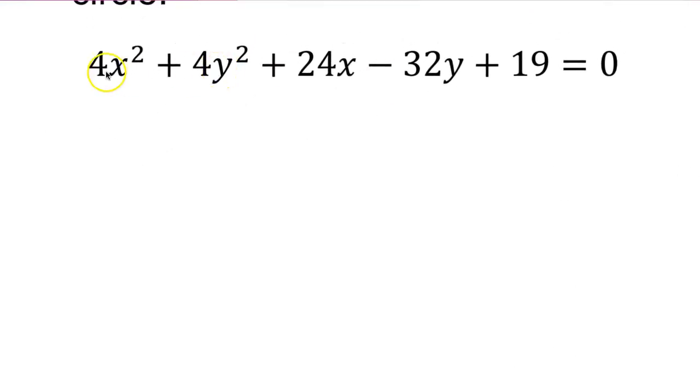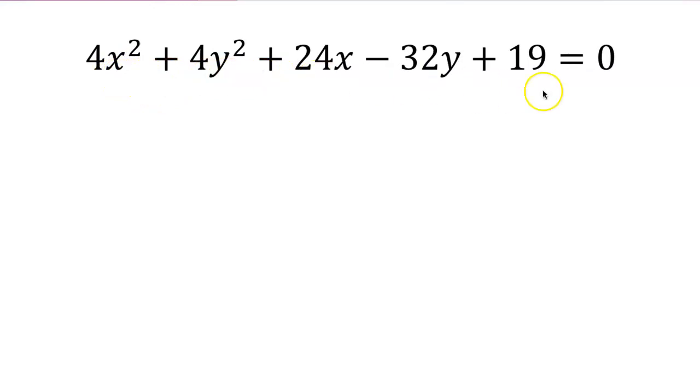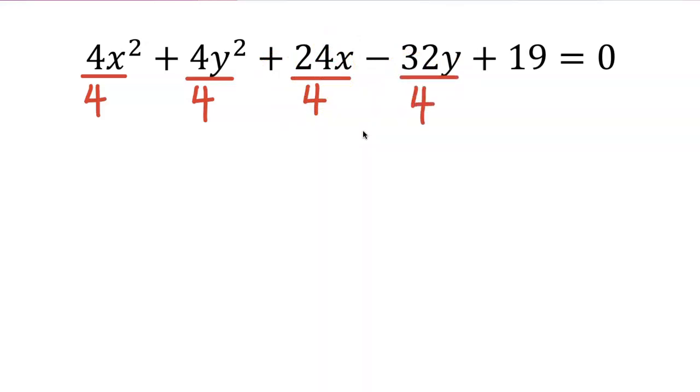We have 4x squared and 4y squared. Notice that both x squared and y squared have what number in front? 4. So we're going to start by dividing all of them, both sides, by 4. So here's me just putting over 4 over every single term. I do this because it helps me to actually see what I'm dividing. So I'm going to do this, dividing everything by 4.